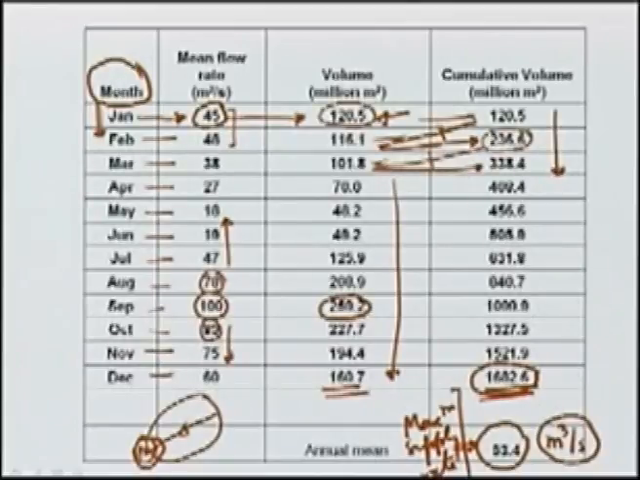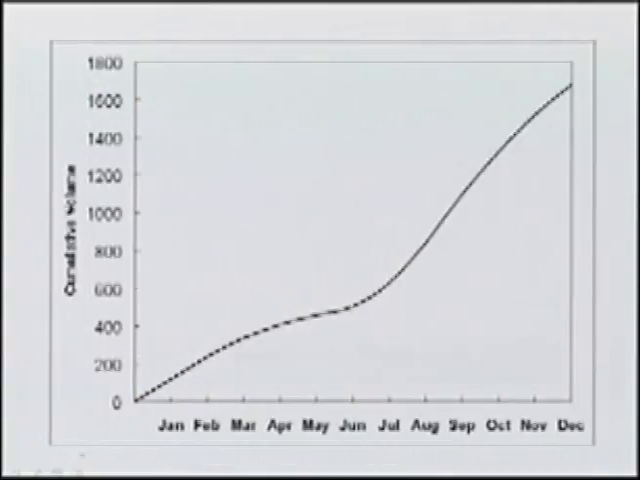So, if we have to maintain a rate of 53.4, we must build some storage, so that during these months water can be taken out of the storage, because the supply rate is less than the demand of 53.4. In order to analyze how much storage capacity we would need, we plot the mass curve as shown here.